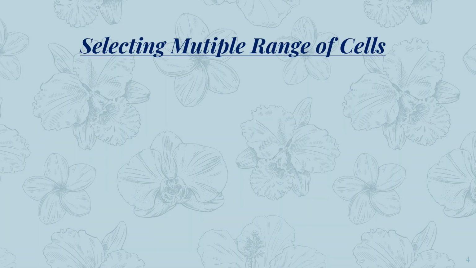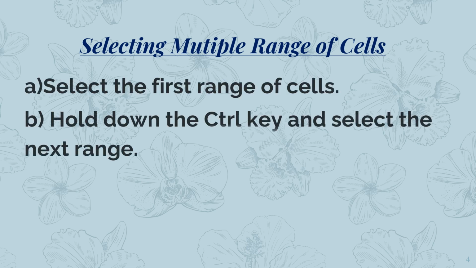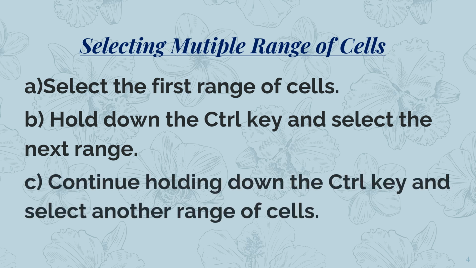Now, let us study how you can select multiple range of cells. In order to select multiple range of cells, first of all, you will select the first range of cells. Then, hold down the control key from the keyboard and select the next range. Continue holding down the control key and select the another range of cells. When you have finished the selection process, you will release the control key from the keyboard.